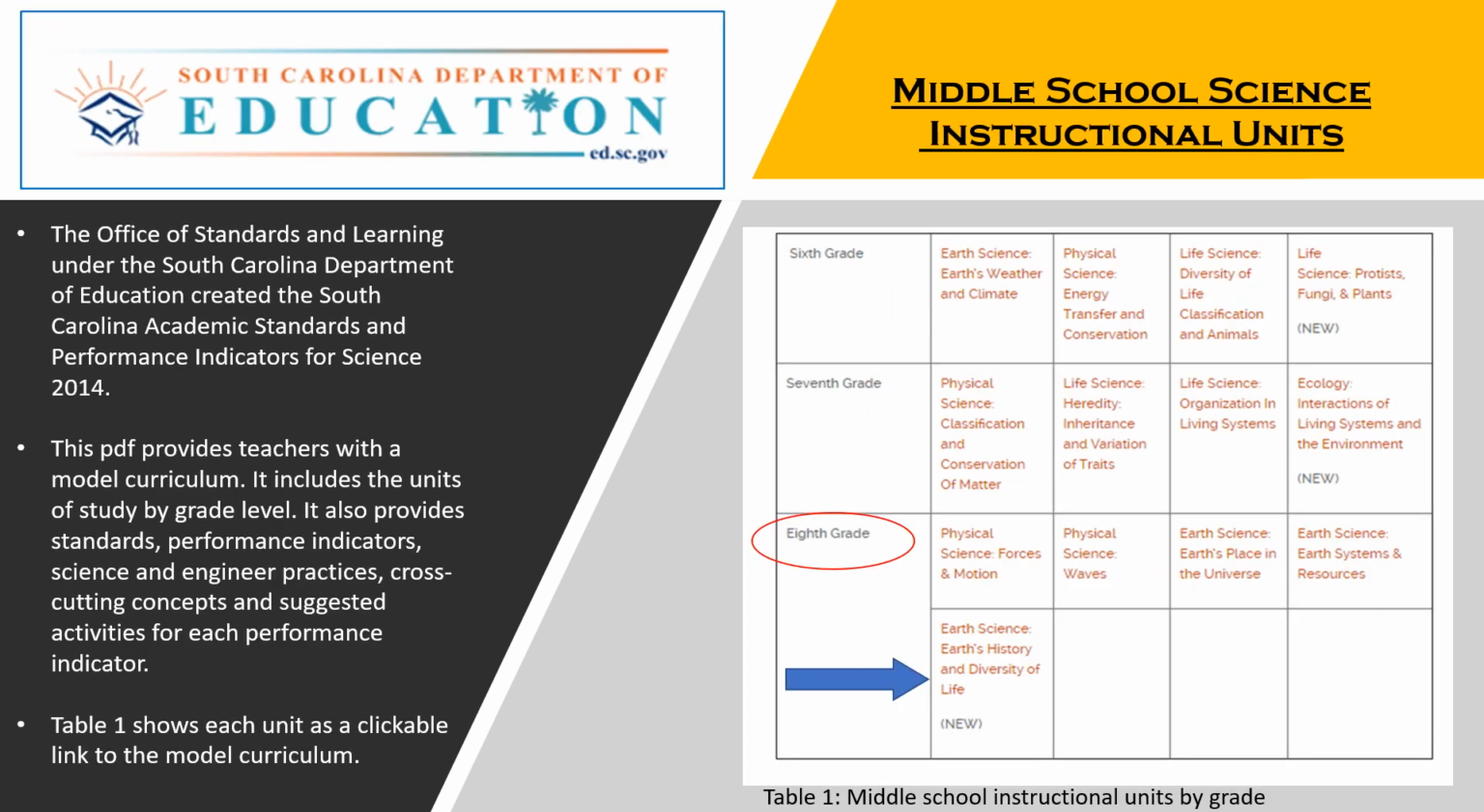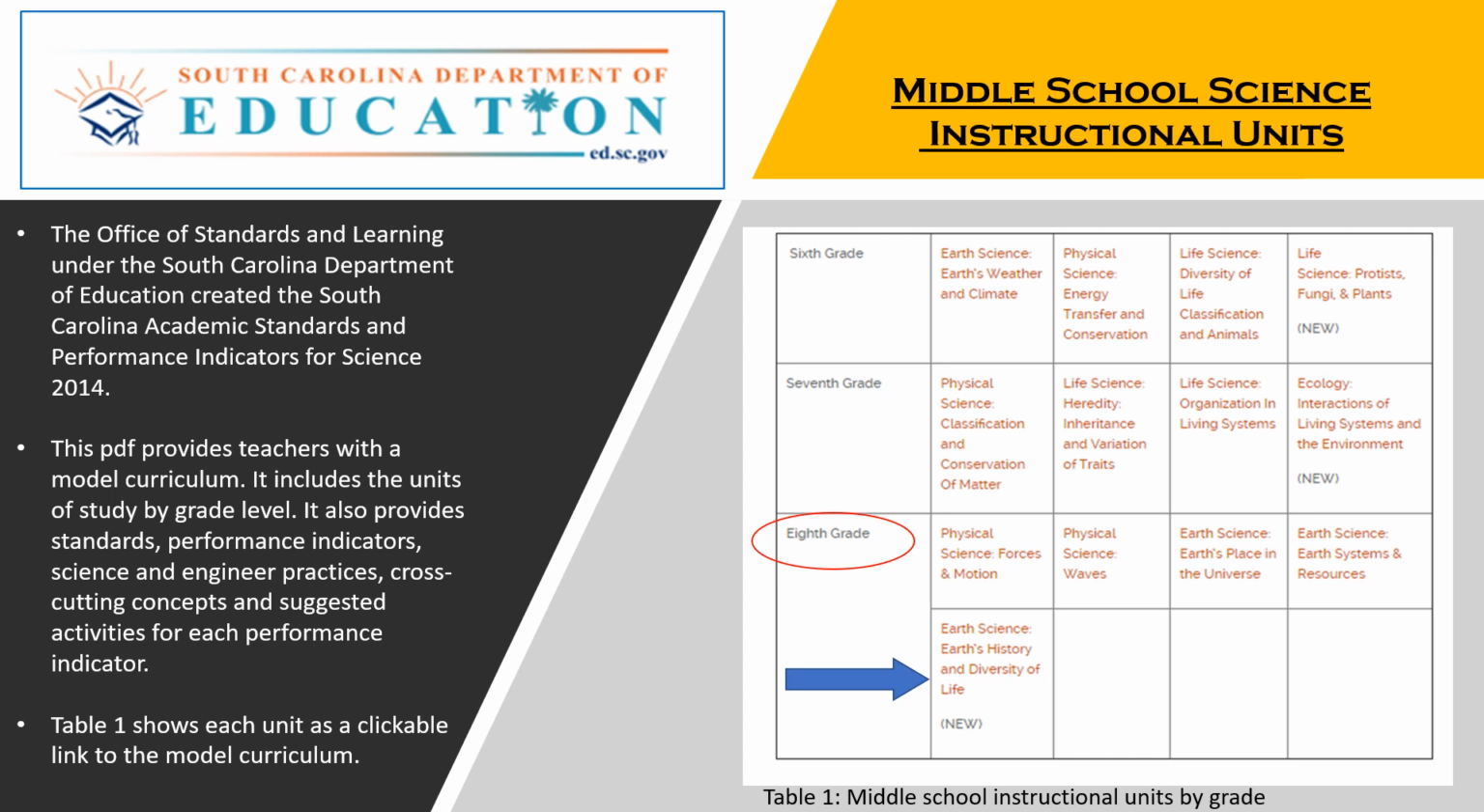With such a difficult science topic, we need to make sure that we have good references. The first reference we're going to evaluate to see if it's suitable is from the Office of Standards and Learning, which is under the South Carolina Department of Education. This office has created a document in a PDF format that shows teachers a model curriculum, and it includes the units by grade level. It gives the standards, performance indicators, science and engineering practices, cross-cutting concepts, and also suggested activities for each performance indicator.